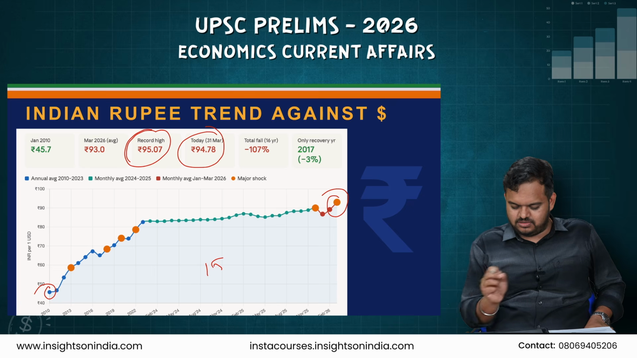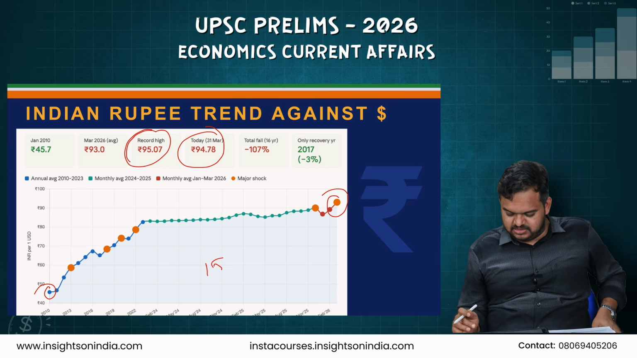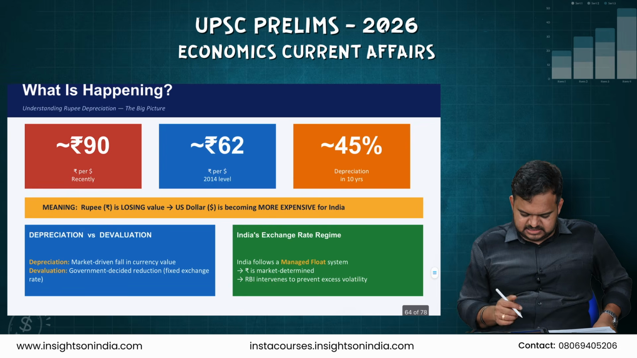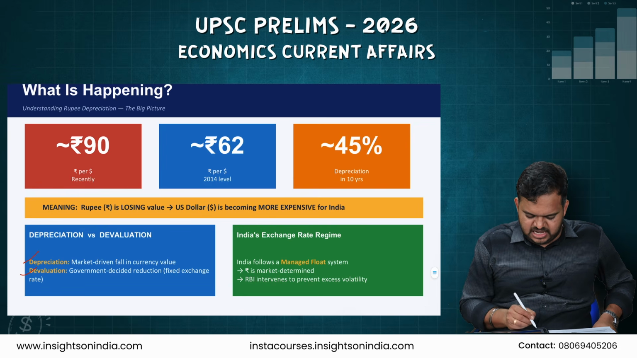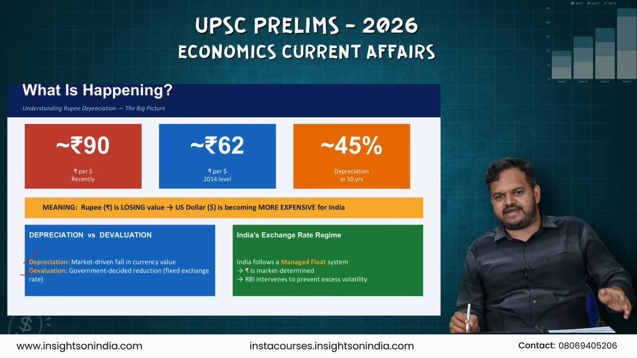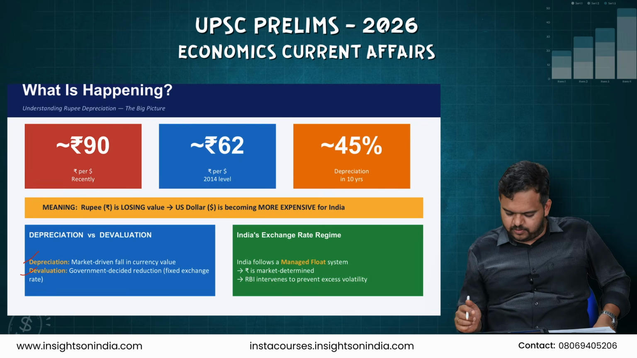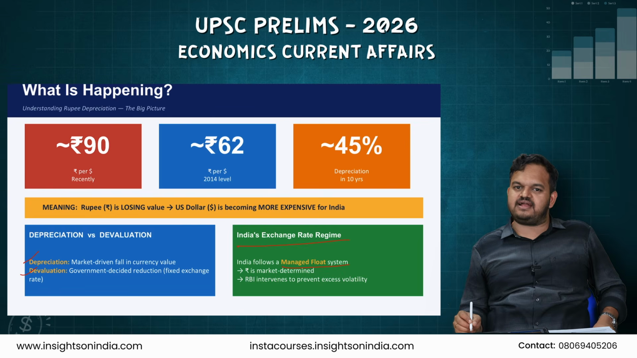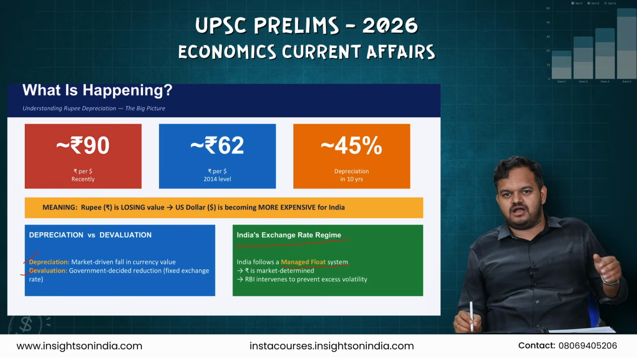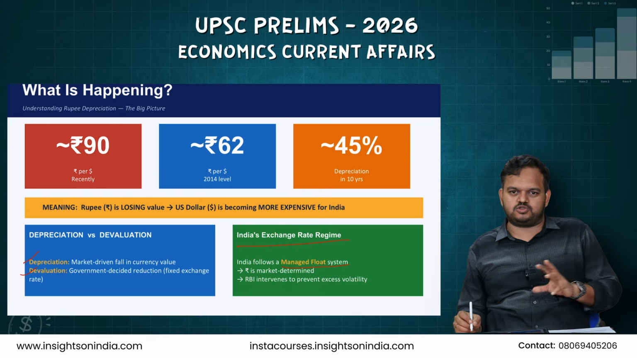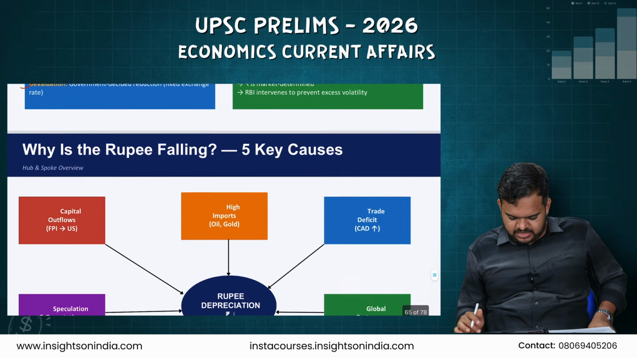It is just oscillating between those values. And there are some basics: depreciation and devaluation. You must be knowing that, right? Depreciation is market driven; devaluation is imposed by the government or authority. The Indian exchange rate is of the managed float system. Yes, it is market linked, but if necessary, RBI is going to intervene to sell or buy forex or dollars to manage the currency value.